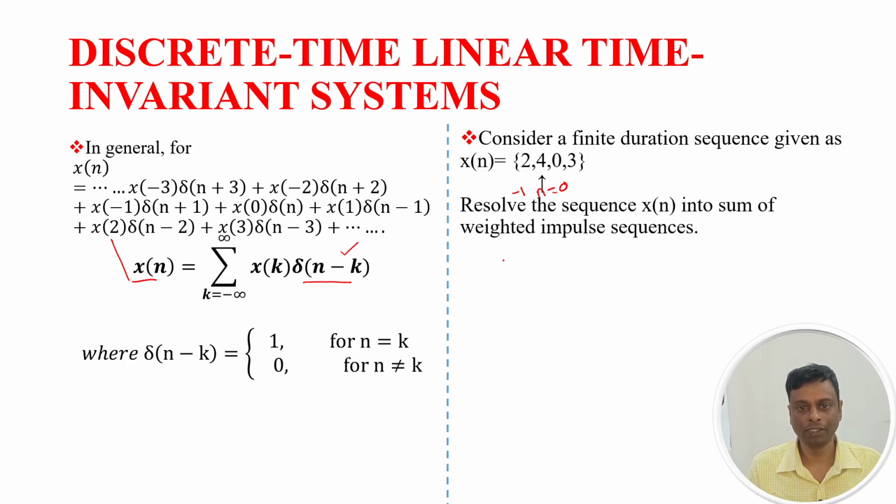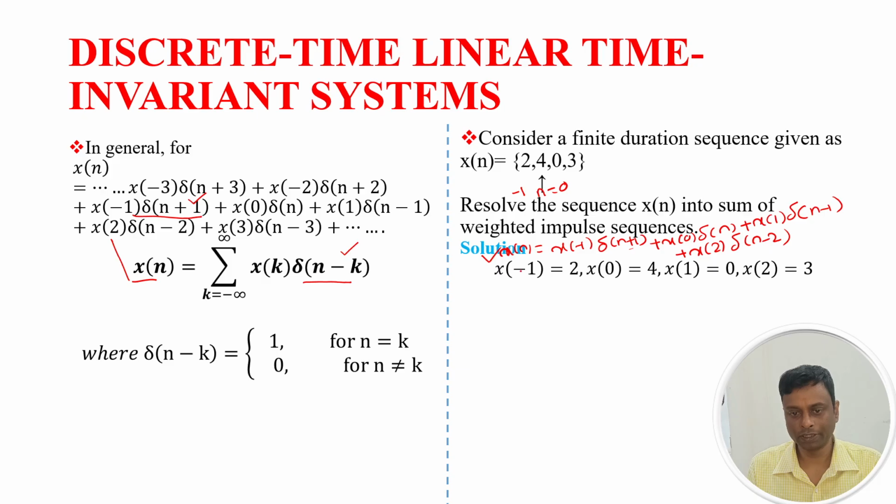I can write x of n as x of minus 1 into del of n plus 1. You can see here x of minus 1 del of n plus 1. Similarly plus x of 0 del of n, plus x of 1 del of n minus 1, plus x of 2 del of n minus 2. So this is how you can obtain x of n in terms of del of n.